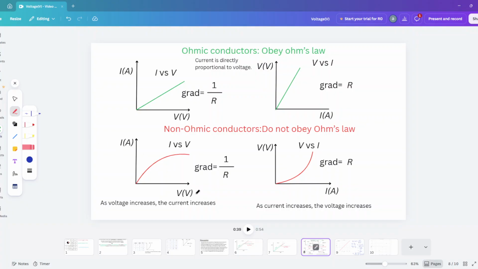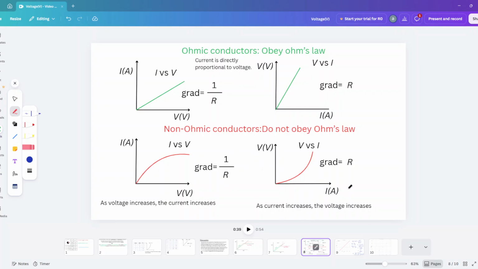So this is I versus V. And then you can see that as voltage increases, the current increases. That's a conclusion you can draw, but again, do not use direct proportionality here because this is not a straight line. This is a curve. So it's not linear. So the conclusion is just that as the voltage increases, the current increases. And again, the gradient of a tangent is 1 over R.